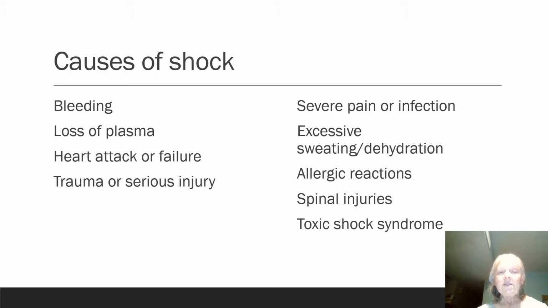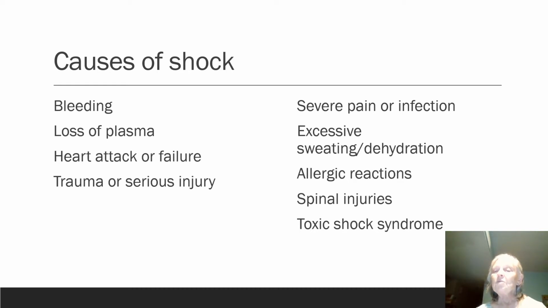So then the causes of it are things like bleeding, loss of plasma, heart attack, heart failure, trauma, of course, or serious injury. It's hard to imagine severe pain or infection causing shock until you actually see somebody in that state. As the pain gets worse, the infection gets worse, and the infection most of the time is sepsis. At that particular point in time, we see these people going into shock.